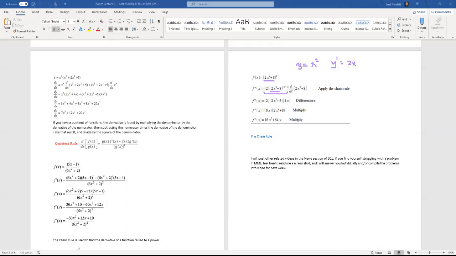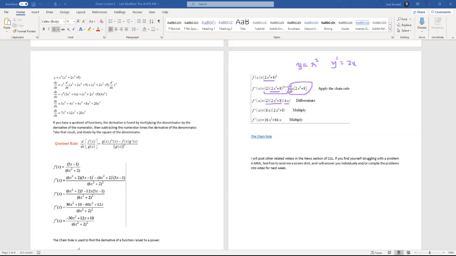But since we have a function to a power, remember, we have to multiply that by the derivative of the innermost function, which is 2x squared plus 8. So here we simplified. Here we took the derivative of 2x squared plus 8 using the power rule with the constant rule. That's going to be 2 times 2 is 4x to the power of 1.